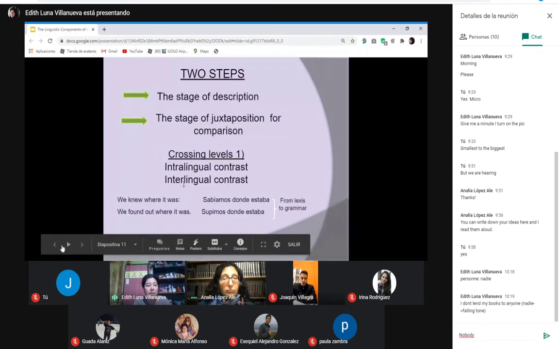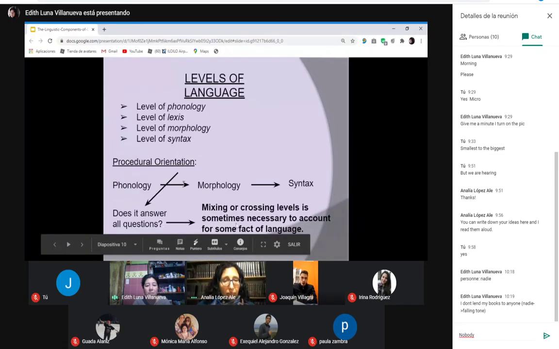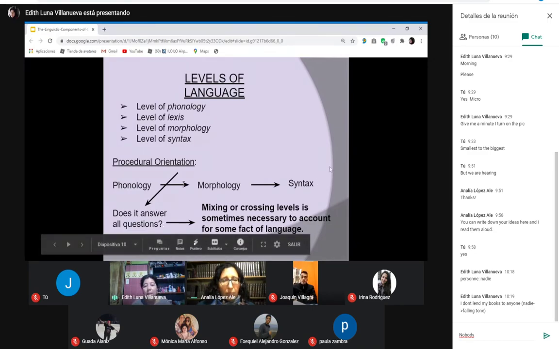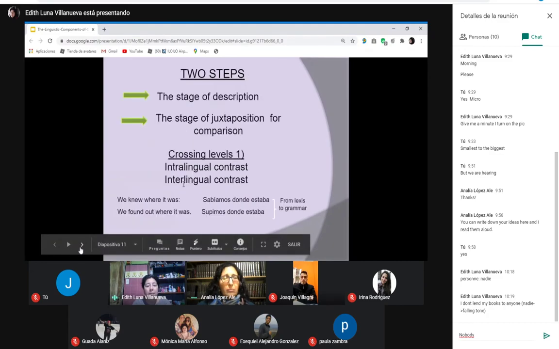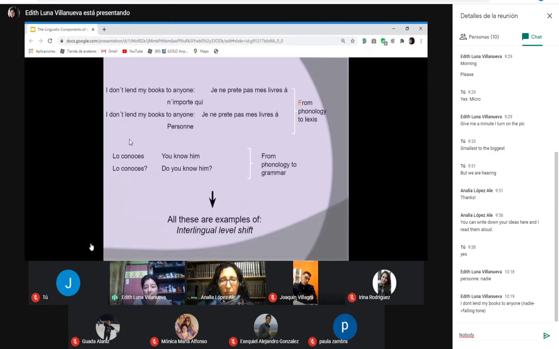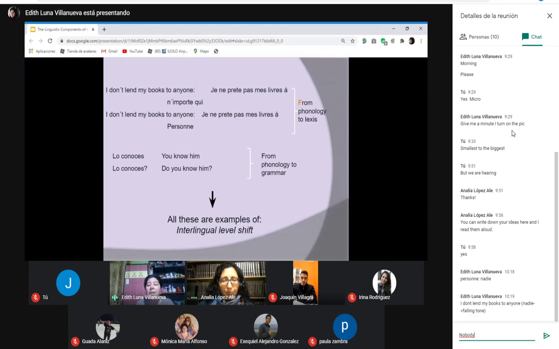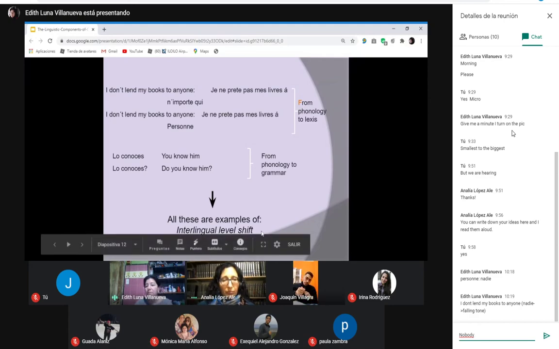So what we did is to follow this rule at the bottom. Mixing or crossing levels is sometimes necessary to account for some facts of the language, okay? Well, these mixing or crossing levels we have just shown in the examples are called interlingual level shift. Can you see here at the bottom? Interlingual level shift.